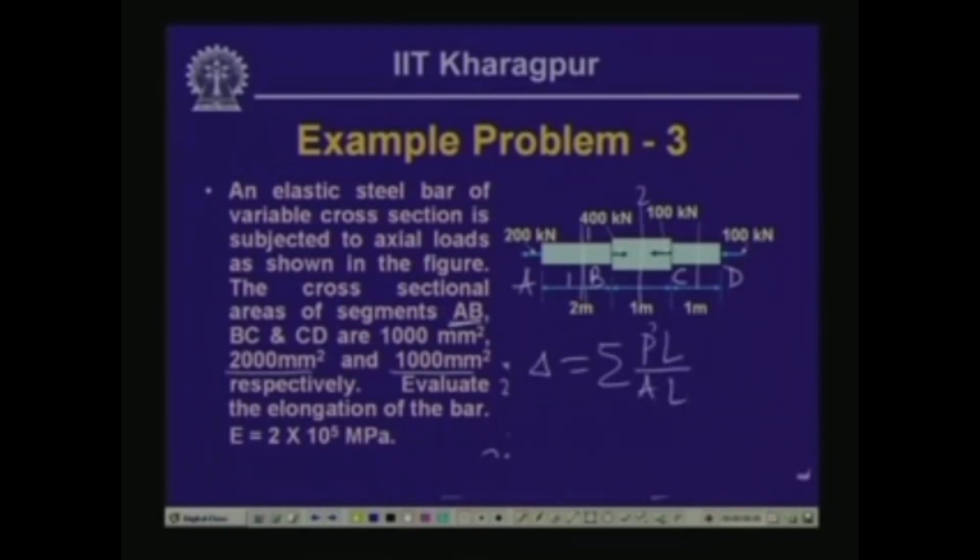as in each of these three segments the cross sectional area remains the same over this particular stretch, over this segment, and over this segment. So, we can write this as equals to, for the segment AB, P1 L1 by A1 E plus P2 L2 by A2 E plus P3 L3 by A3 E for three segments.